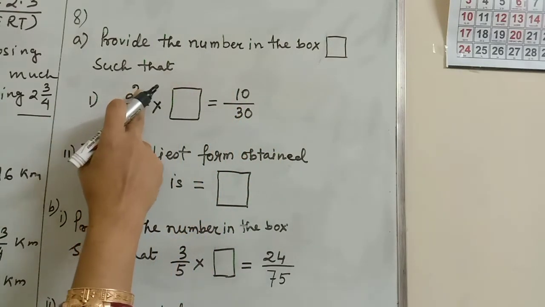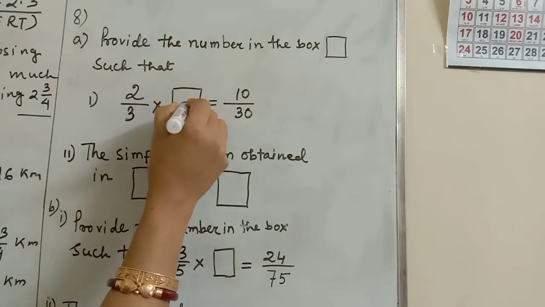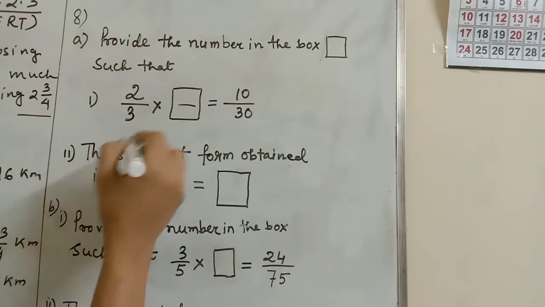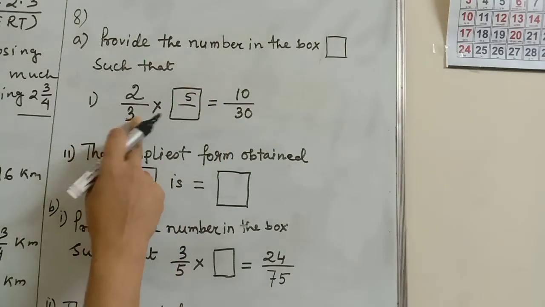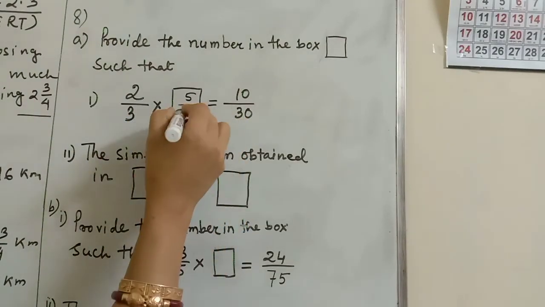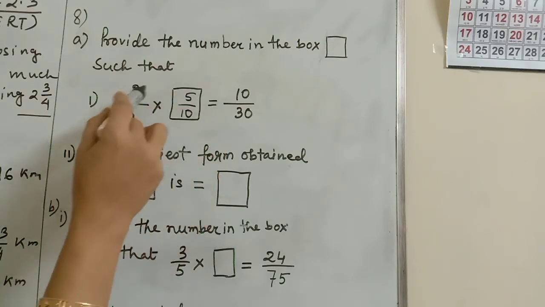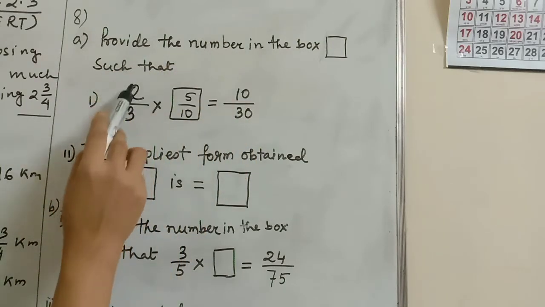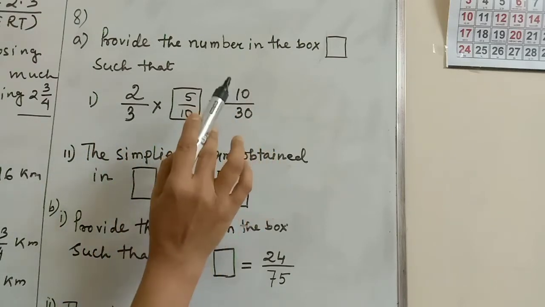By which number will you multiply 2 to make 10? Yes, you can multiply it by 5. And by which number will you multiply 3 to get 30? Yes, it is 10. So in this way you can think also. Provide the number in the box such that 2/3 into that number you will get 10/30.